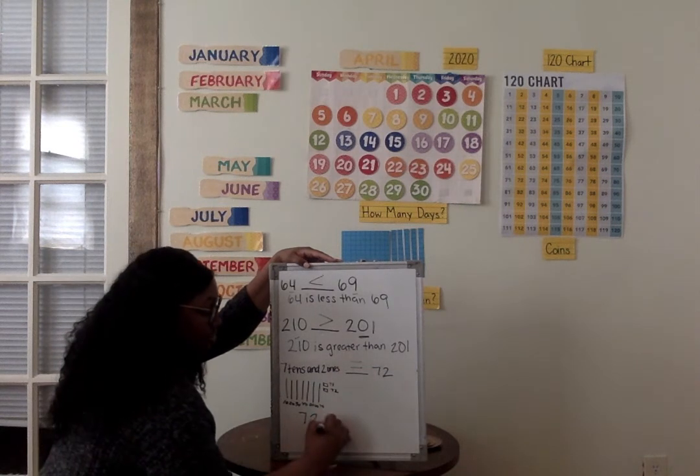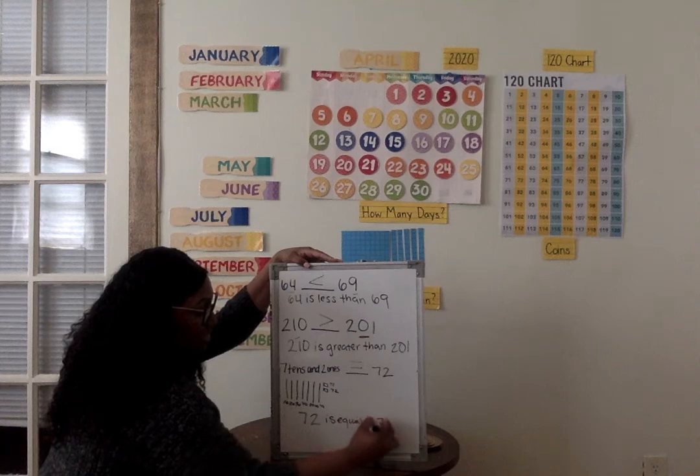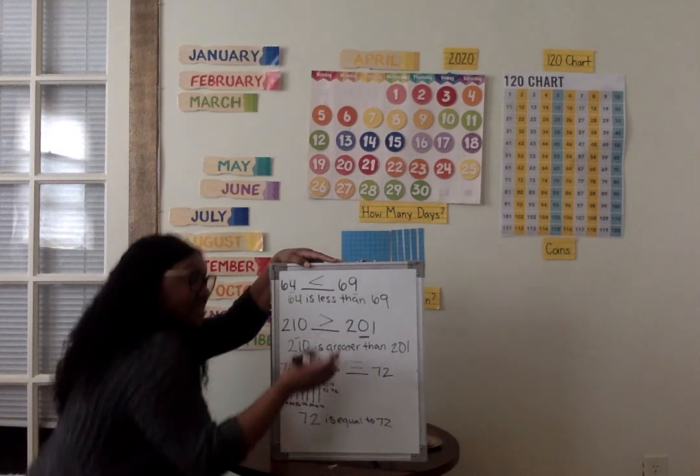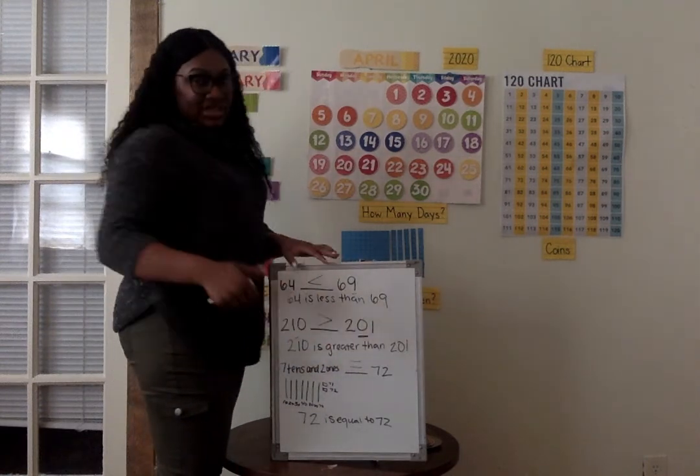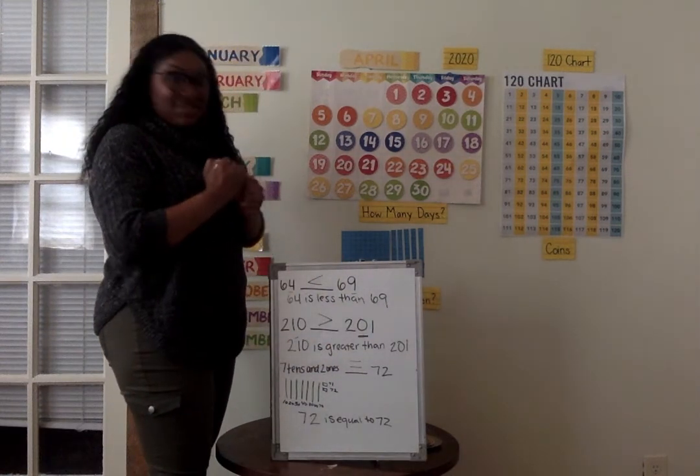So I'm going to write 72 is equal to 72. And we know that because they're the exact same number. Because 7 tens and 2 ones is the same thing, or is equal to, 72.